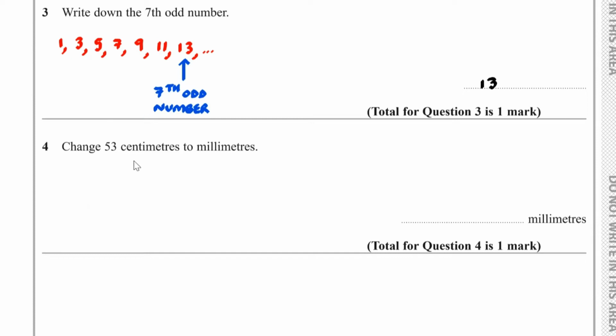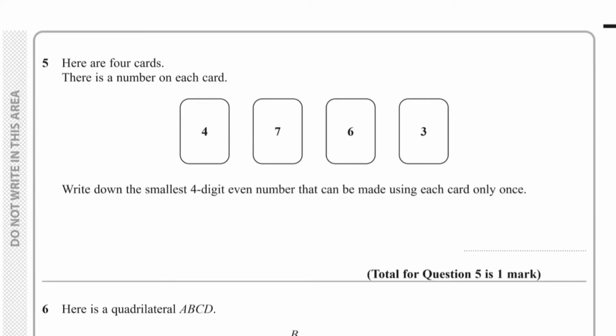Question number 4, we have to change 53 centimeters to millimeters. So far, we have 53 centimeters, and to convert this into millimeters, we would have to multiply by 10, and if I multiply 53 by 10, we end up with 530 millimeters. So we have 530 millimeters.